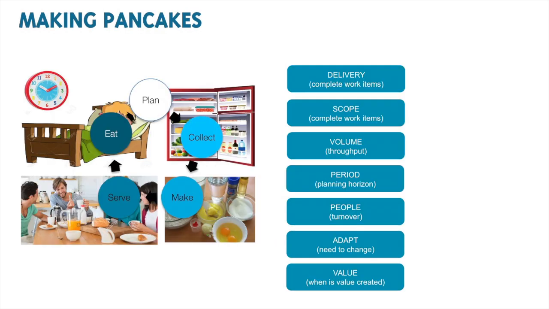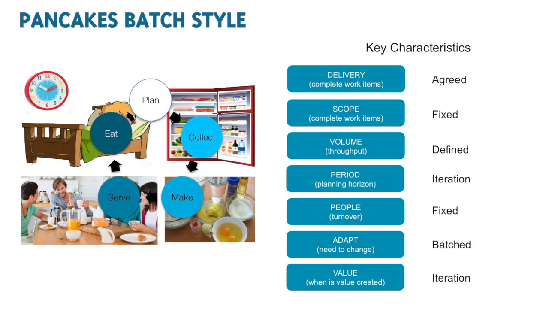Making pancakes. Let me attempt to bring the characteristics of the batch and continuous processes to life using the common activity of preparing pancakes. Making pancakes batch style. When I'm organized, I solicit orders in preparation for the morning, and everyone knows they'll be served at 9:30. Since I know how many pancakes to make, I make just one trip to collect all the required ingredients.